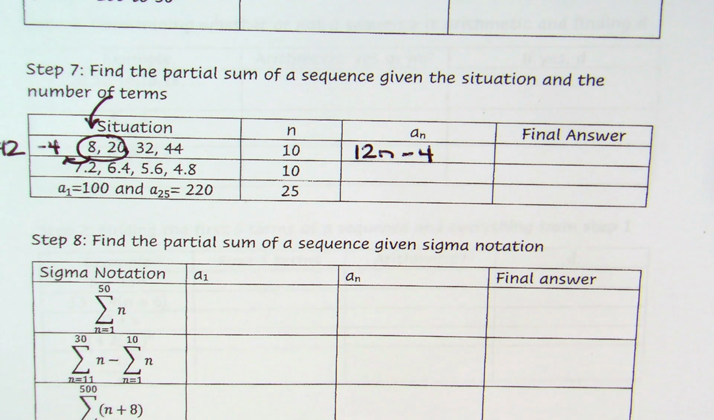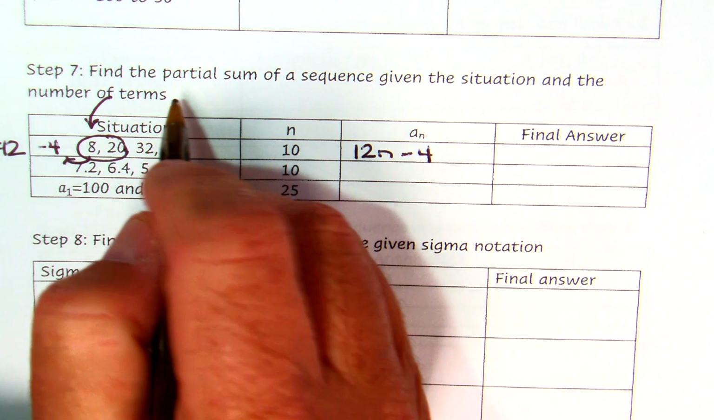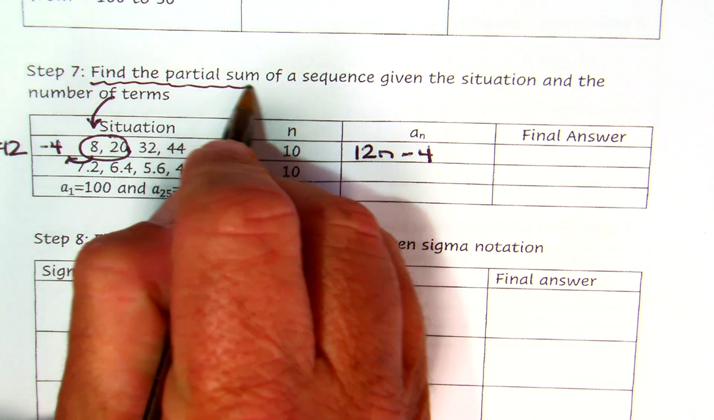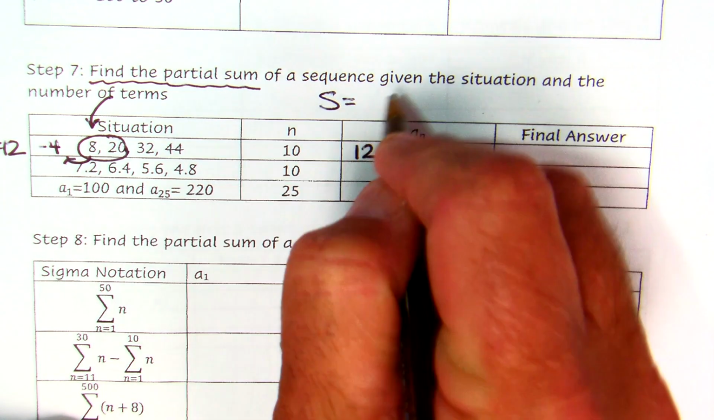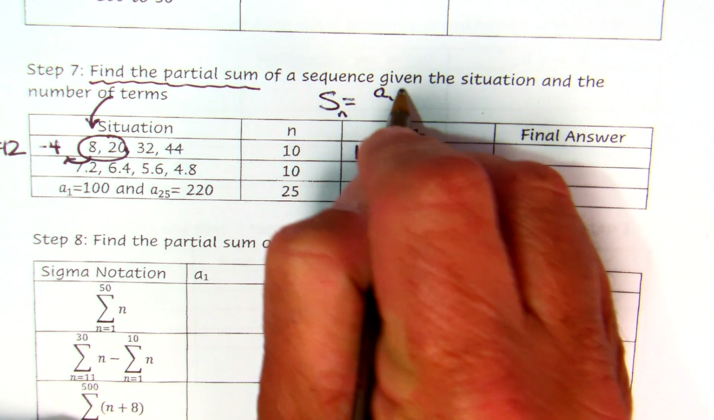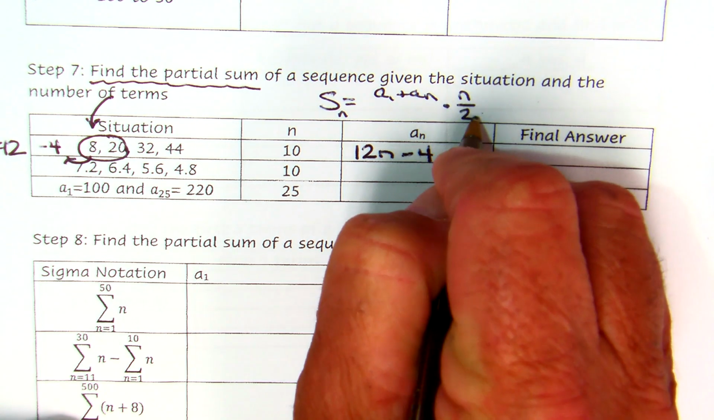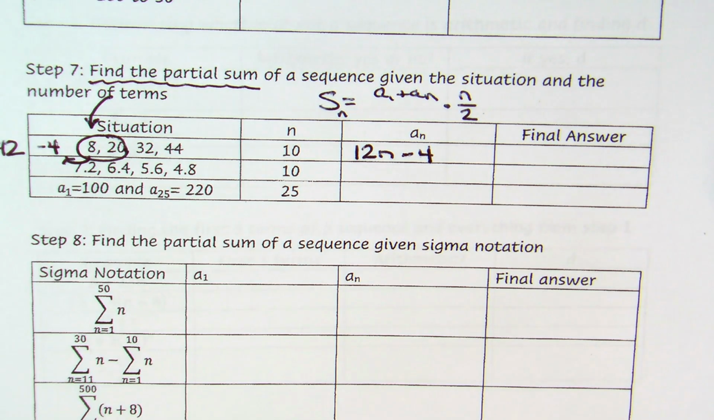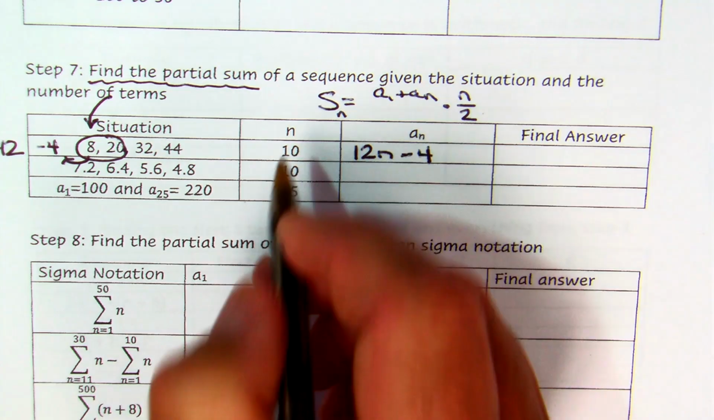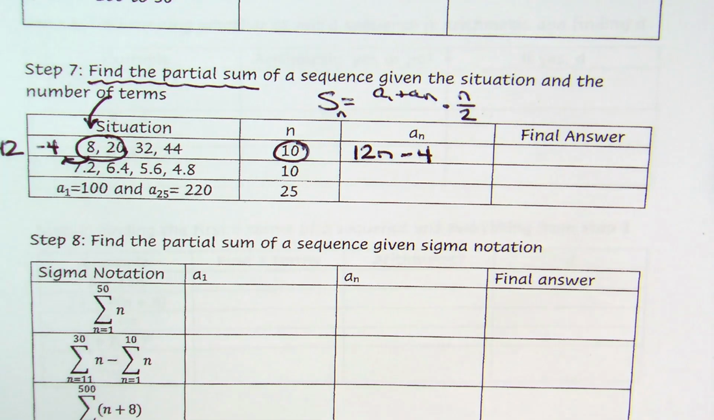Good? Okay, now, to find the sum, that's the formula we use. The first term plus the last term times n over 2. They're giving us n, which is 10. What's 10 divided by 2? 5.